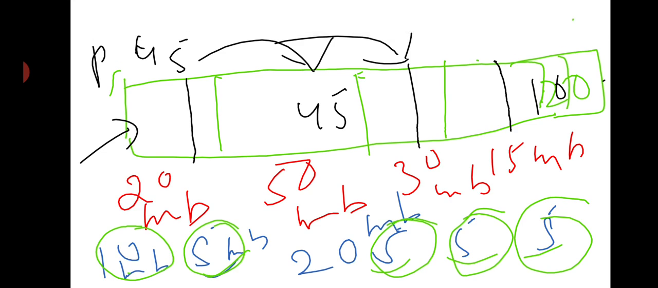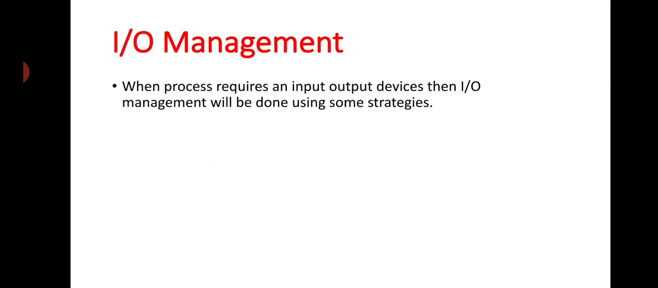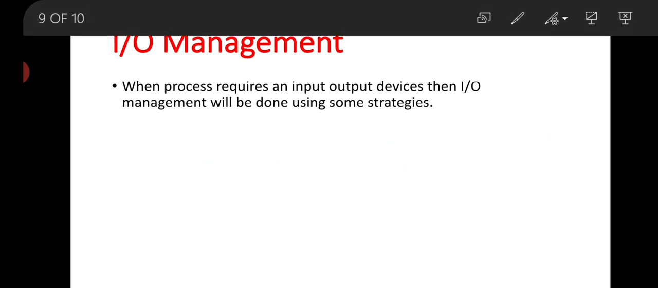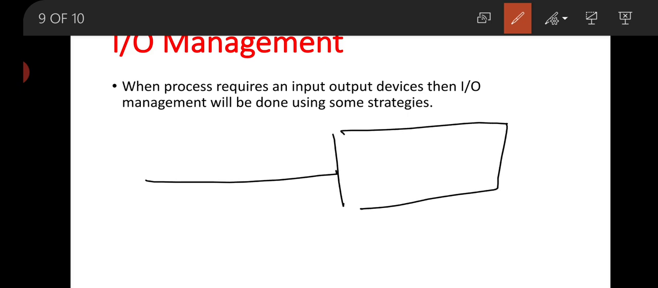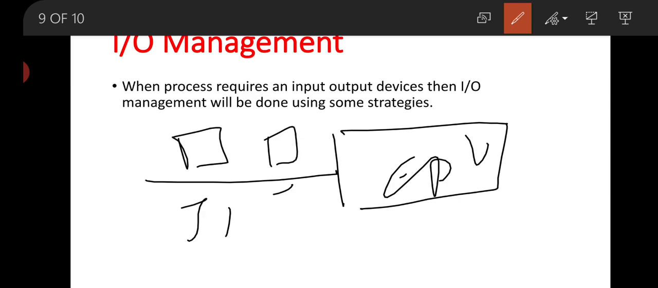Now next one is our input output management. When a process requires input output devices, then input output management will be done using some strategy. Suppose that when any process is going for processing at the CPU, suppose that this is your CPU, this is your job 1, job 2.